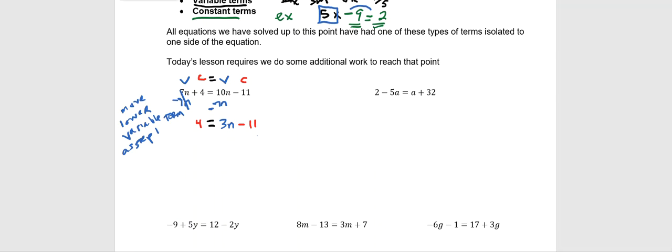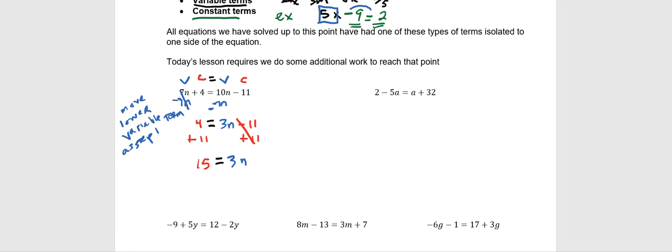So from here, even though our equation is backwards, we should be able to see the next step is to undo the subtracting 11. So we're going to add 11 on both sides. In doing so, the 11s cancel, and 4 plus 11 is 15, and that's going to equal 3n. Now again, my equation is backwards, but it doesn't matter. At this point, it's a 1-step equation.